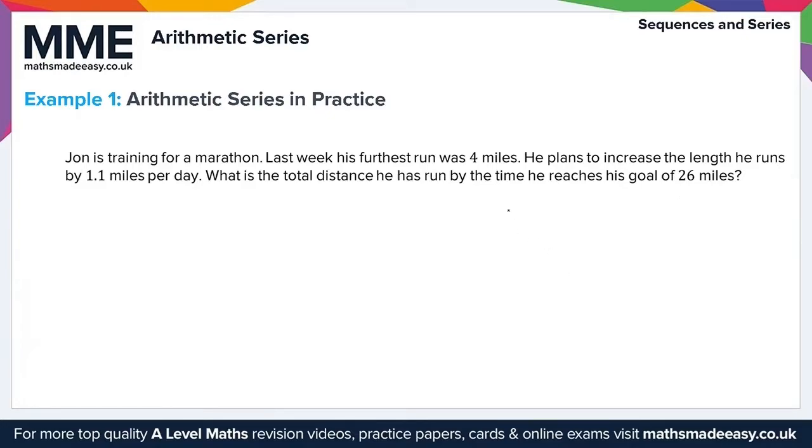Well, what we've been told is the first term here was the furthest run in that last week, which was 4 miles. So we can say a, the first term, is 4. We know the increase for each day is simply 1.1 miles. That means the difference here is 1.1. And in this case then, the last term we've actually been given, that's this 26 miles here. So in that case, we can write down the last term as being 26.